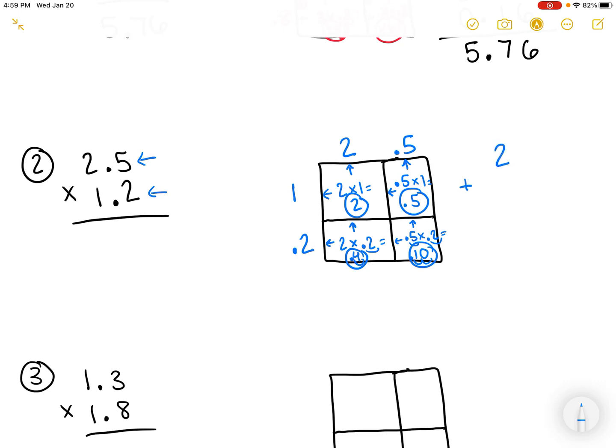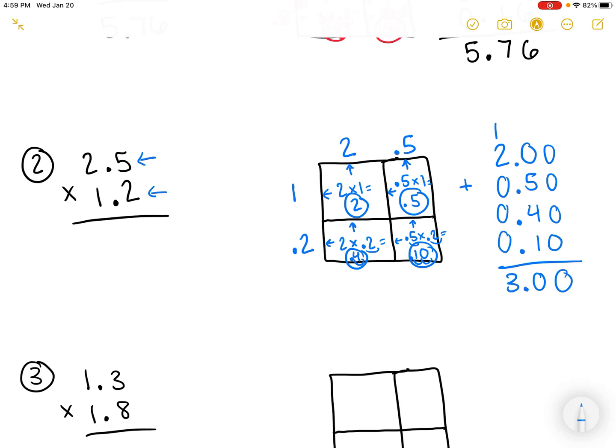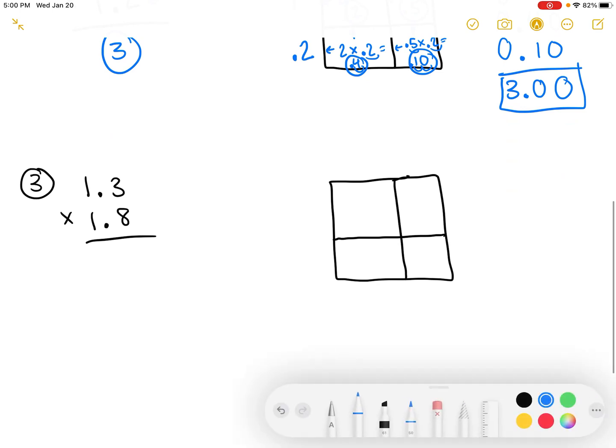Now let's add all of our partial products together. So we have 2 plus 5/10 plus 4/10 plus 10/100. So I'm going to fill in zeros to help me add. So we have 0, 10, so we have to carry a 1 and 3. So 2 and 5/10 times 1 and 2/10 gives me the answer of 3. Now when I write my answer, I could write it as 3.00 or I could just write it as 3. Both will work.